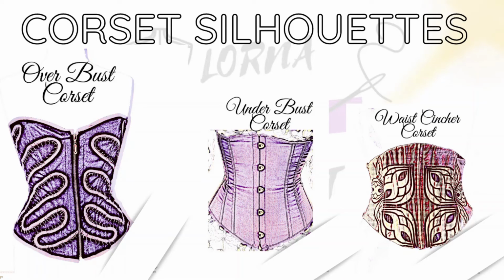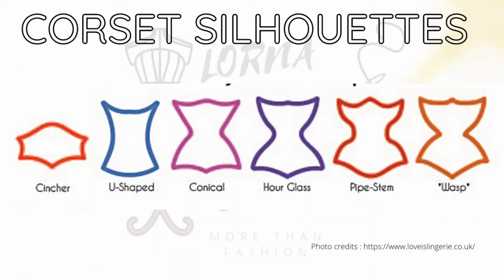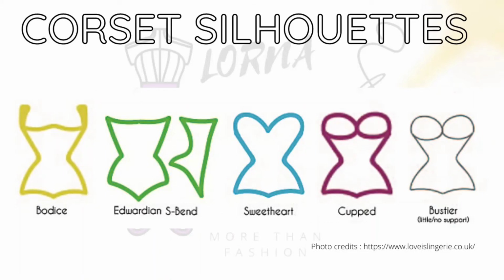Corset silhouettes are very diverse, and the main ones are overbust, waist cincher, and underbust corset. Corsets come in various lengths, widths, shapes, and they are a really great blank canvas for anybody to use in different ways. The main thing about corsets is that you always just have to make sure that the structure is sturdy enough to do what you want it to do.